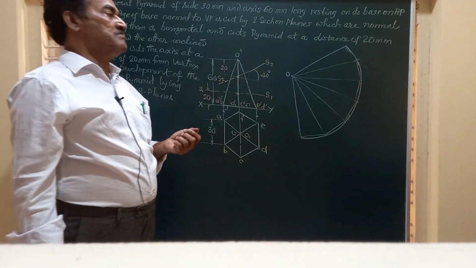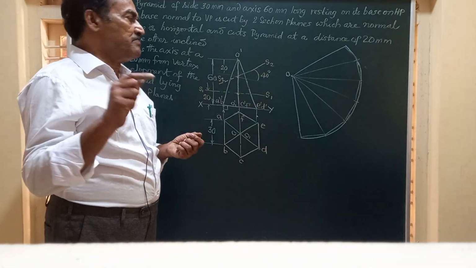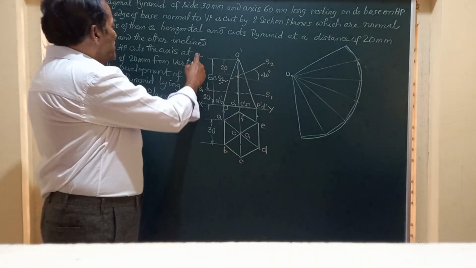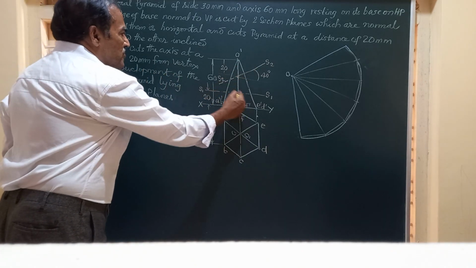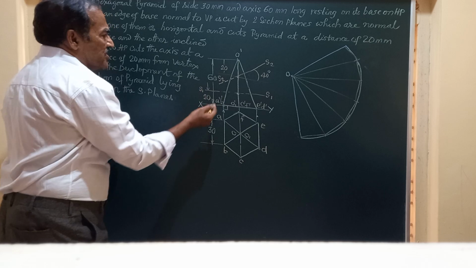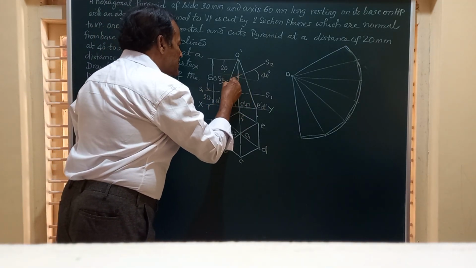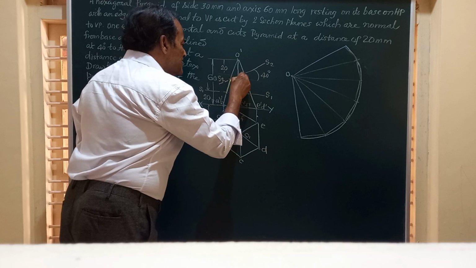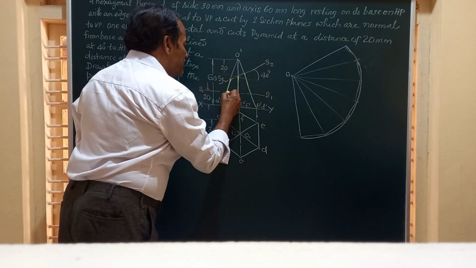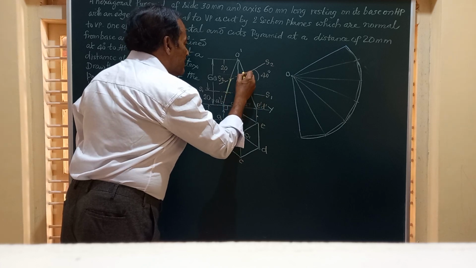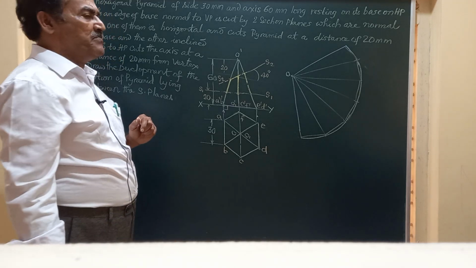And next comes the portion that is to be retained for the purpose of development. We have been asked to draw the development of the portion between S1 and S2. That means this part. So I will show that part in visible line. So this is the part which is to be retained for the purpose of drawing development. So this part, we'll call it part P.